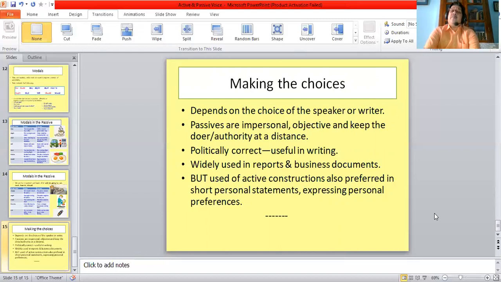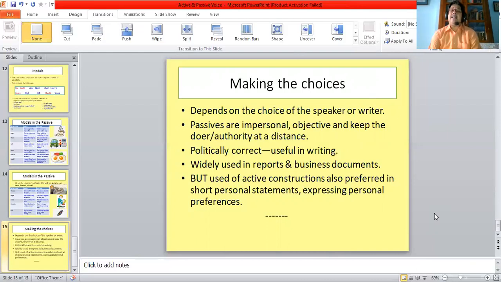Usually in writing of a more personal nature, the active voice is preferred, whereas in official and formal writing, passive constructions are preferred. Now, the passives are more impersonal, they're more objective, and keep the doer or authority at a distance. Okay? So it is often necessary that the doer is kept somewhat under wraps or in the background. So if you want to keep the doer a little nebulous or in the backdrop, it is better to use the passive voice. Also, the use of passive constructions is politically correct and it is useful in writing.